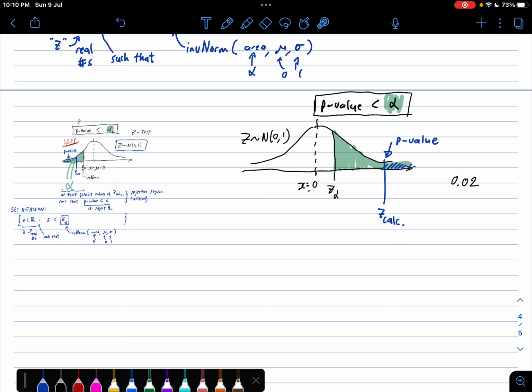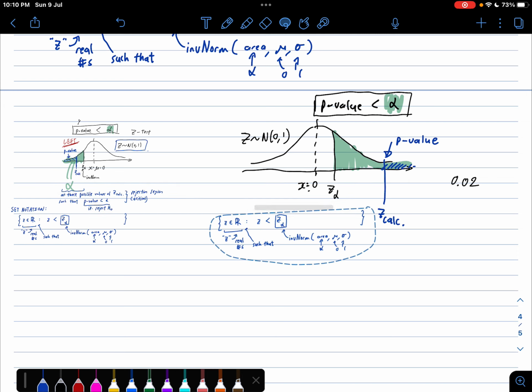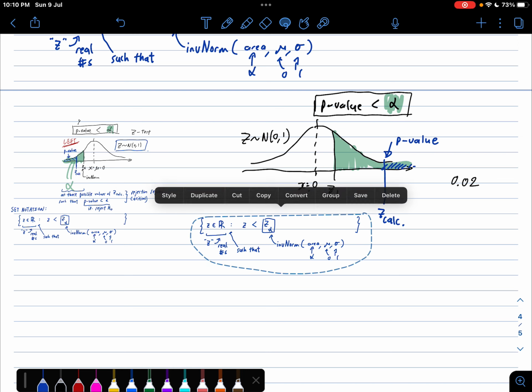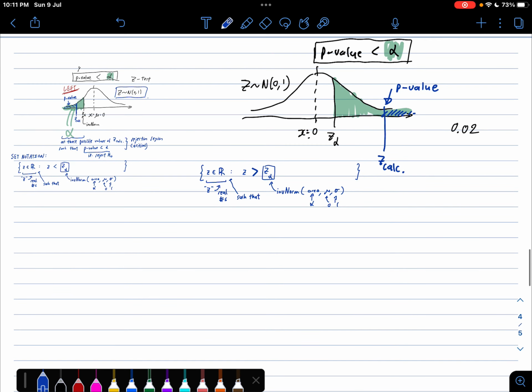You just have to take this critical region. I'm going to duplicate it, but this time, all you have to do is change the direction. Like this, if it's a right tail test. Okay, then how about two-tail tests? Not equal. Two-tail tests, this one is more challenging.